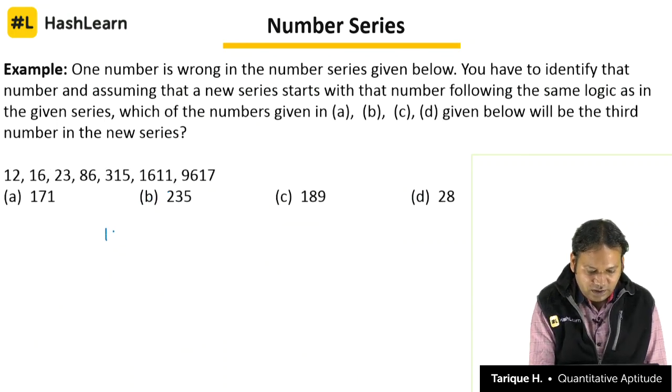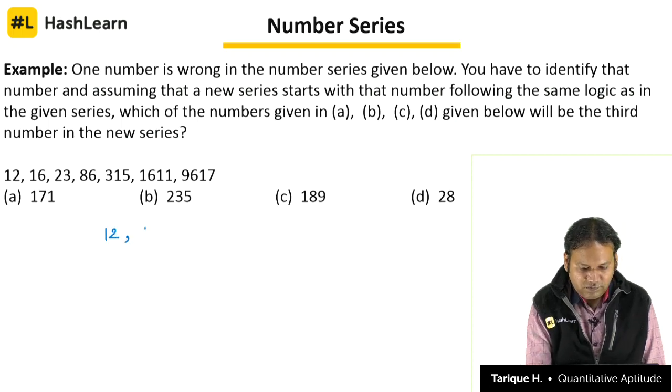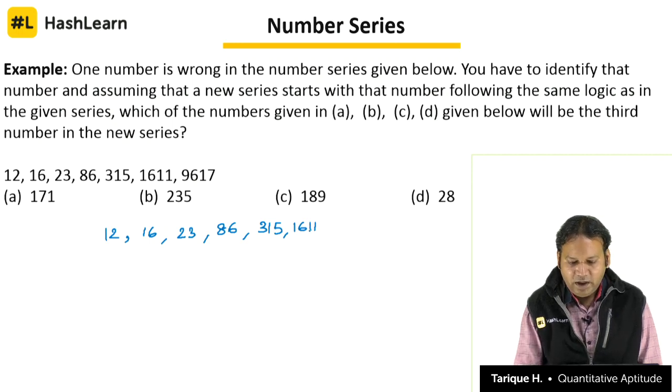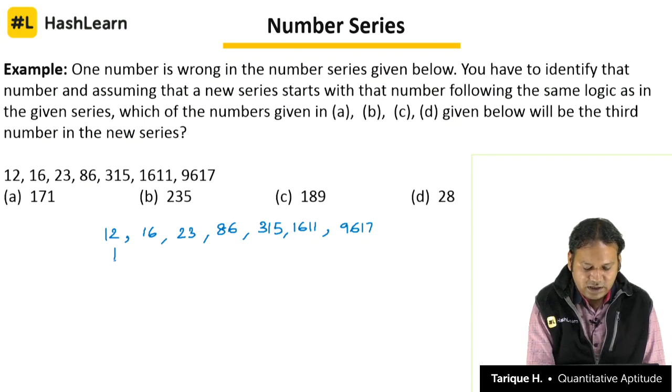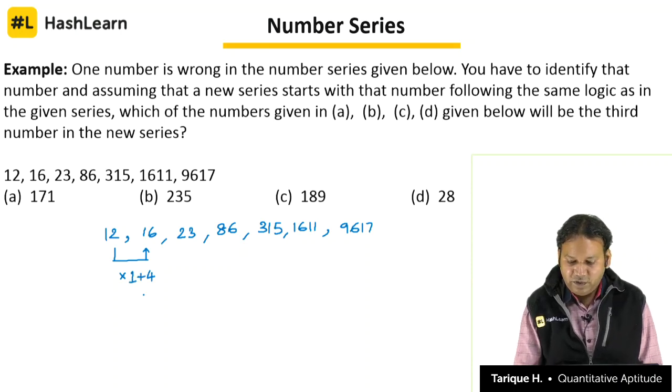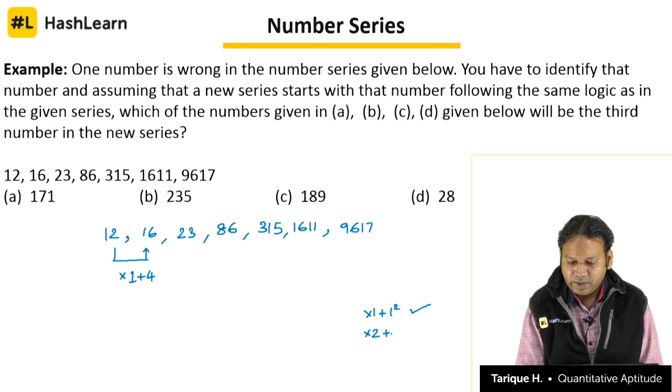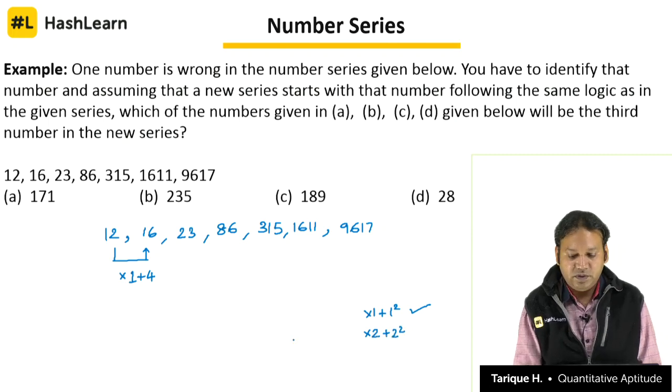So 12, 16, 23, 86, 315, 1611 and 9617. 12 and 16 we can again start with into 1 plus 4. Into 1 plus 4 is a pattern, into 1 plus 1 square is a pattern. So if we try that, into 2 plus 2 square, 16 into 2 is 32, that is not going to work.